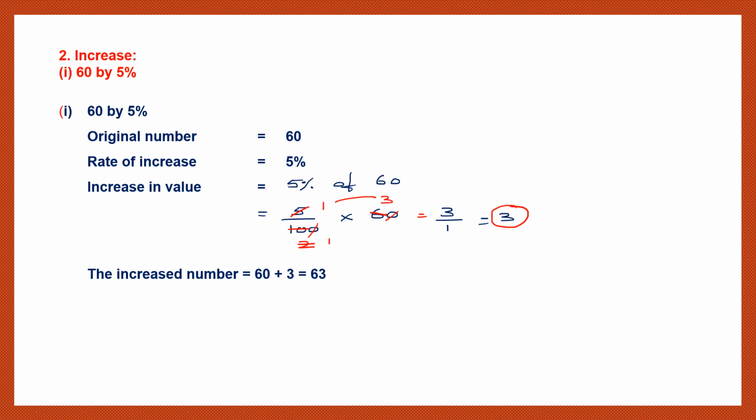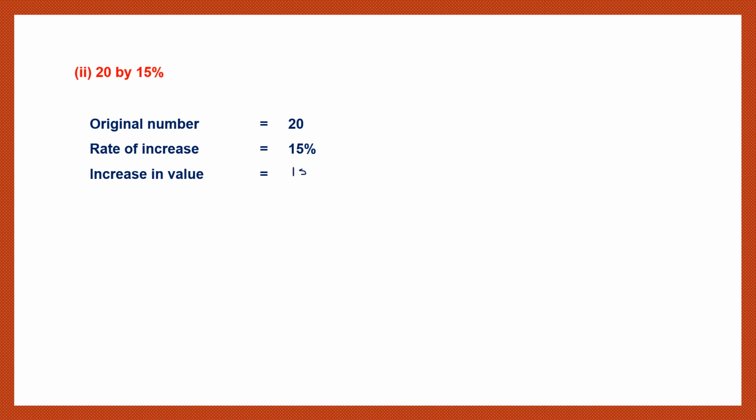Okay, that's as simple as that. Next one, increase 20 by 15%. So what's given to us? The original number is 20. The rate of increase is 15%. So let's first find 15% of 20.